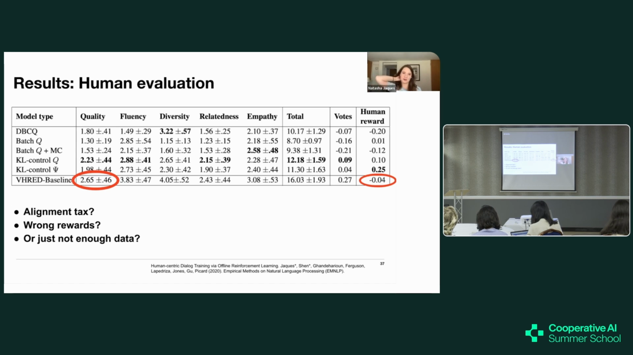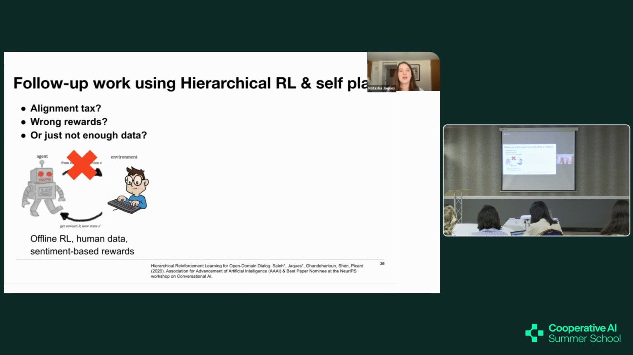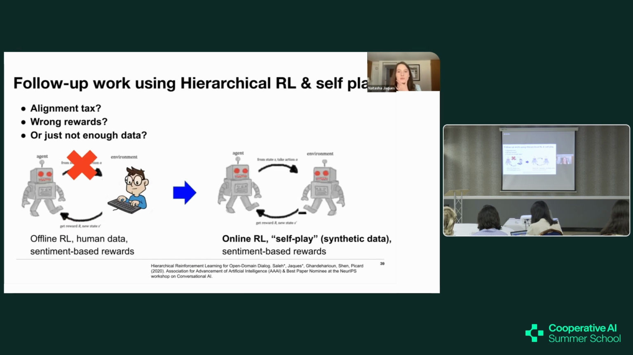So what's going on here? I'll briefly mention a follow-up work that helps tease apart this question. What we did in this work was we changed from the offline RL setting to a self-play setting. Here we have the language model talking to another language model that's frozen, and we use the sentiment of the text produced by the other language model as the reward. So it's kind of this self-play setting.